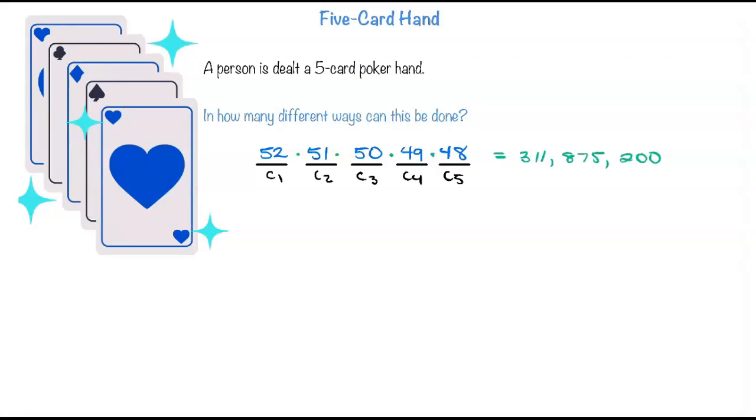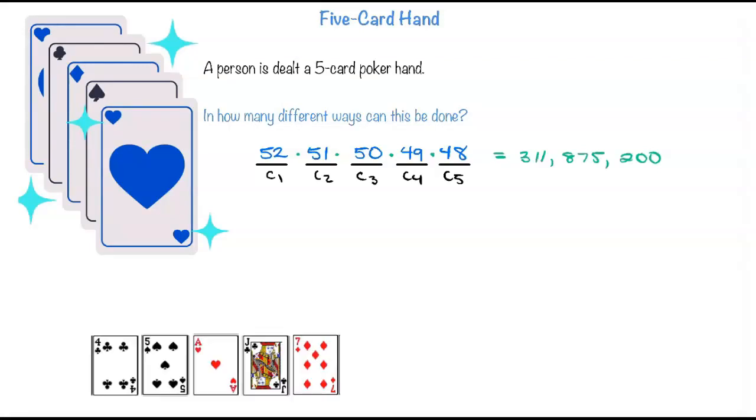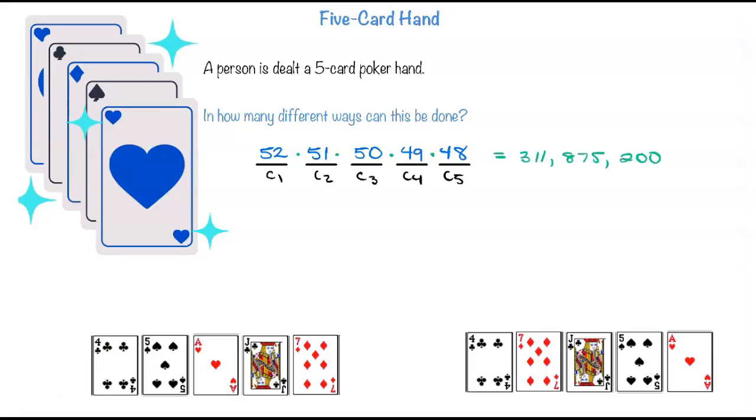But there's just one problem here. Suppose these are the 5 cards you're dealt. A 4 of clubs, 5 of spades, ace of hearts, jack of clubs, and a 7 of diamonds. When you're handed the cards, you can shuffle them around however you want. In other words, this is exactly the same hand as if you were given the 4 of clubs first, then the 7 of diamonds, jack of clubs, 5 of spades, and last the ace of hearts.